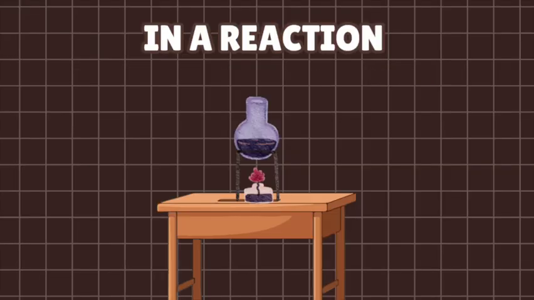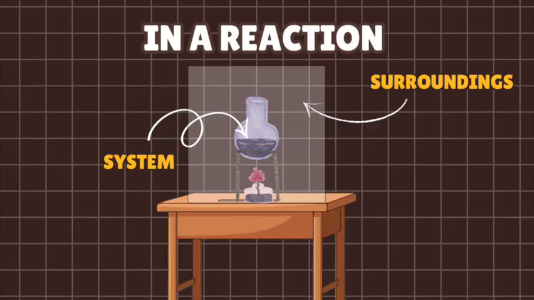In a chemical reaction, you will have a system and its surroundings. In this particular example, you have a flask, and within the flask, we have chemicals. The system is what we are studying, and the surroundings are just everything else that can exchange energy with it. So, the system would be the chemicals within the flask. The surroundings would be the flask and the air and everything around it.